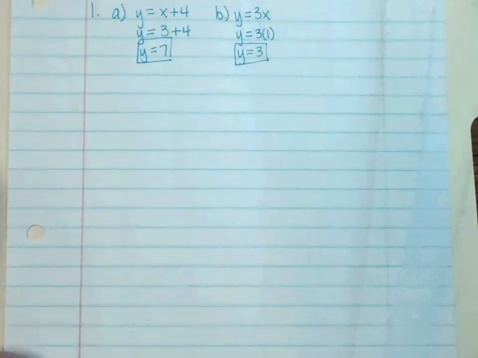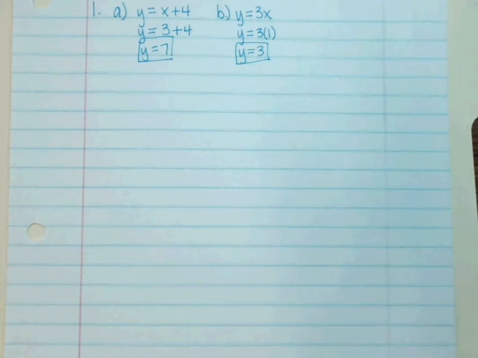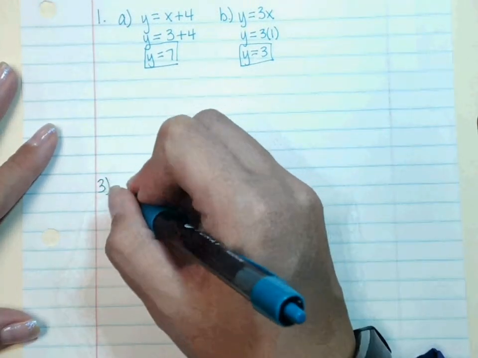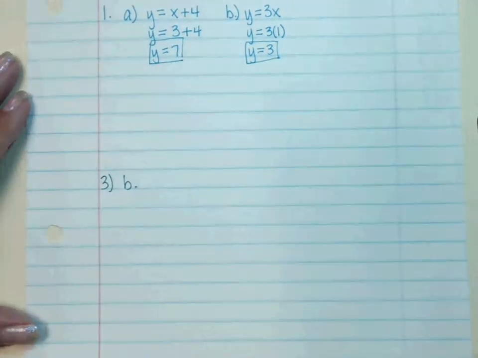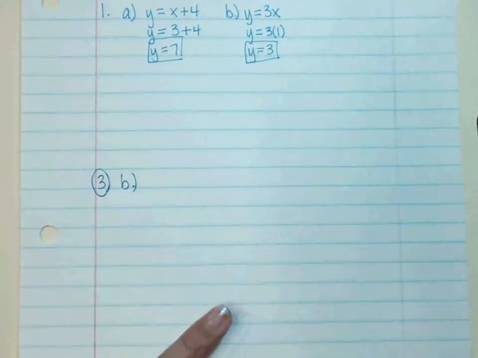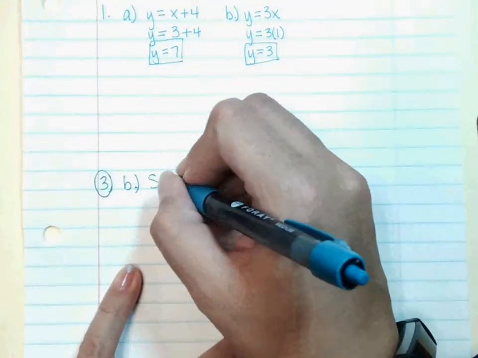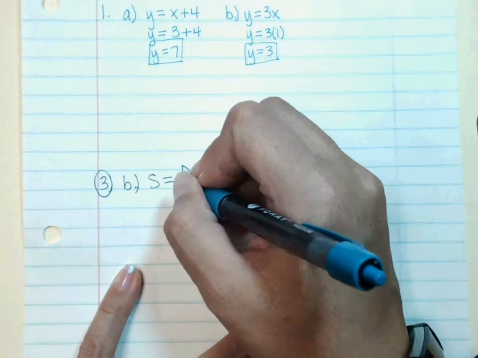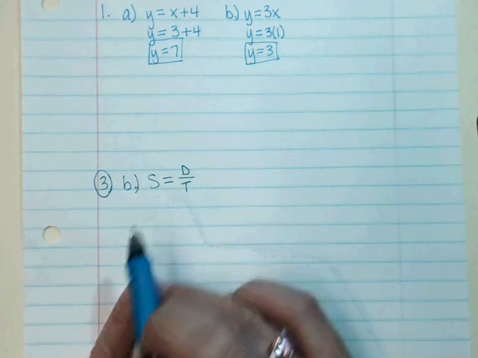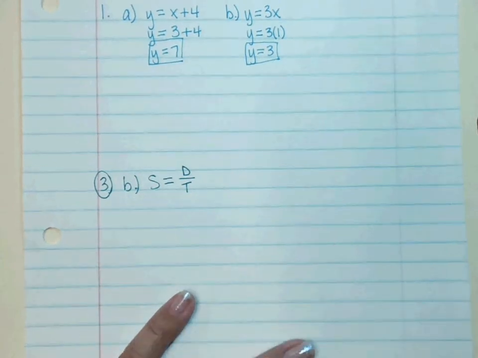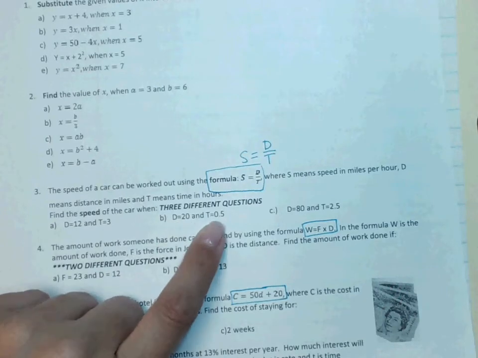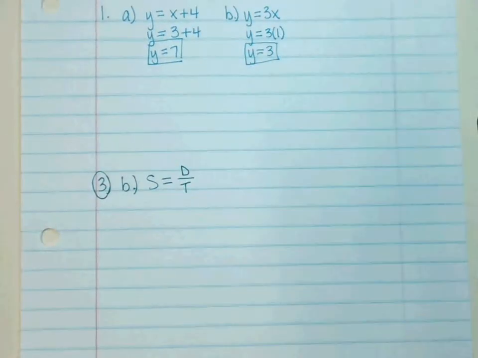Okay, so on our separate sheet of paper, it's 3, and it's letter B, okay, 3B. However, it needs to be shown nice and neat. The formula I'm using is S equals D over T, and remember that every fraction is a division problem. So now I just plug in the things that I know. Letter B tells me that D is equal to 20, and T is equal to 0.5, or a half.